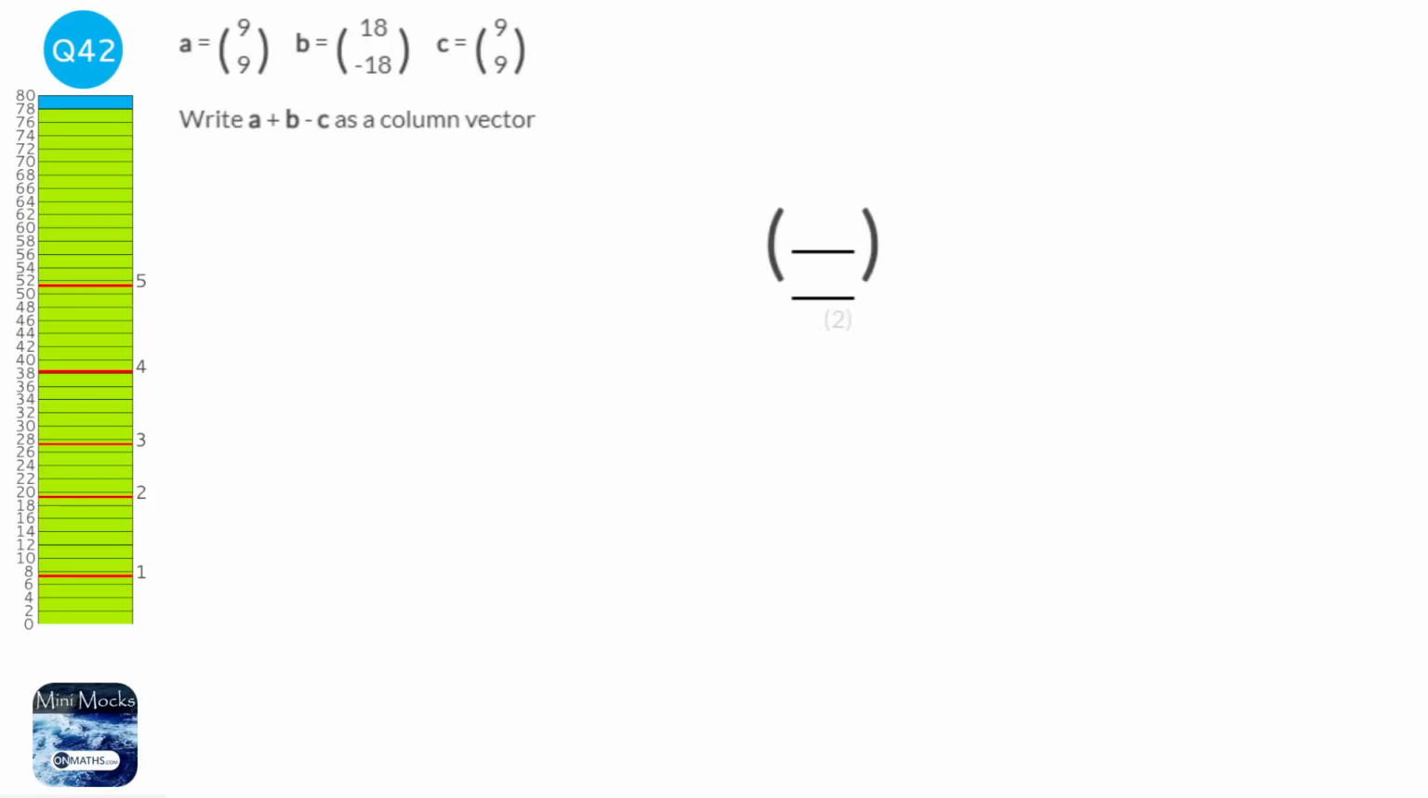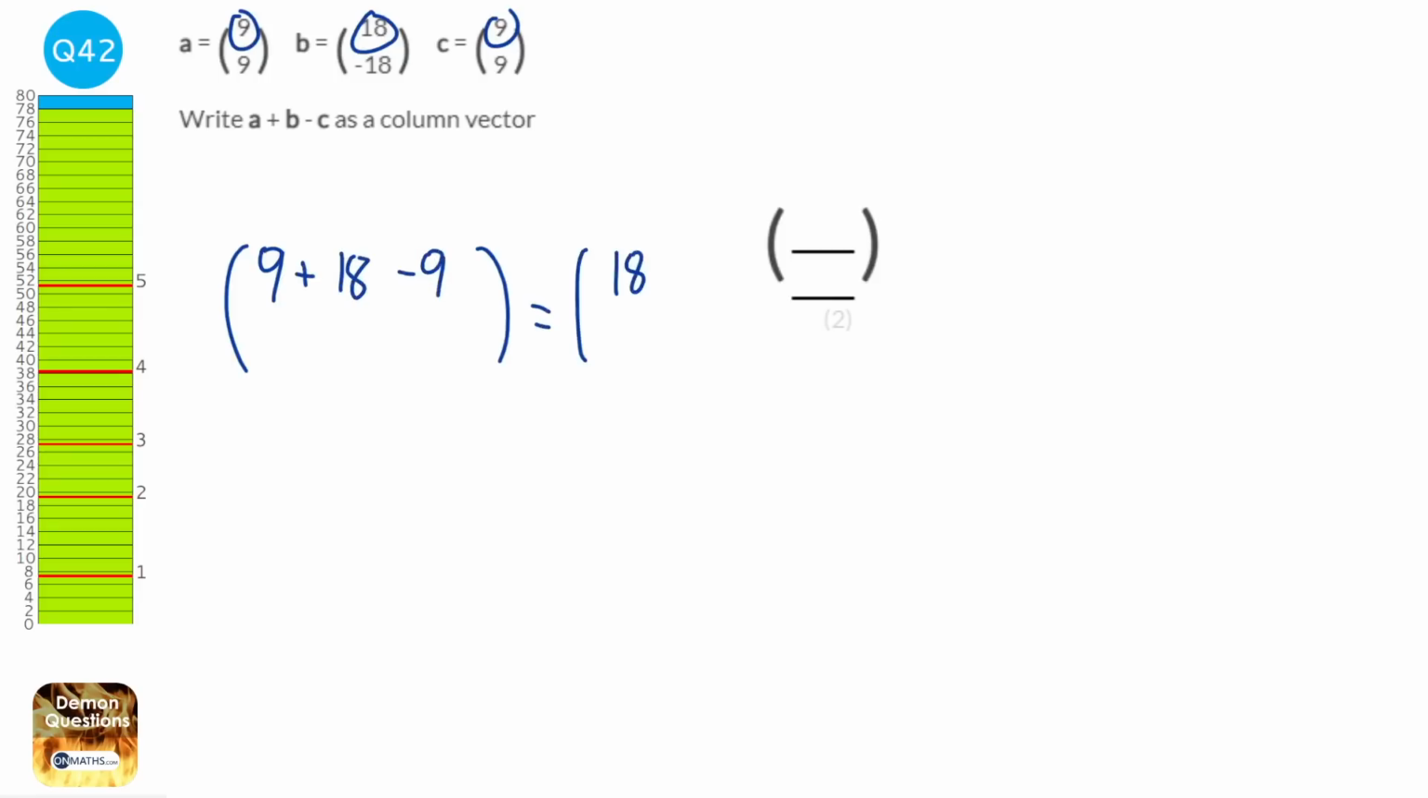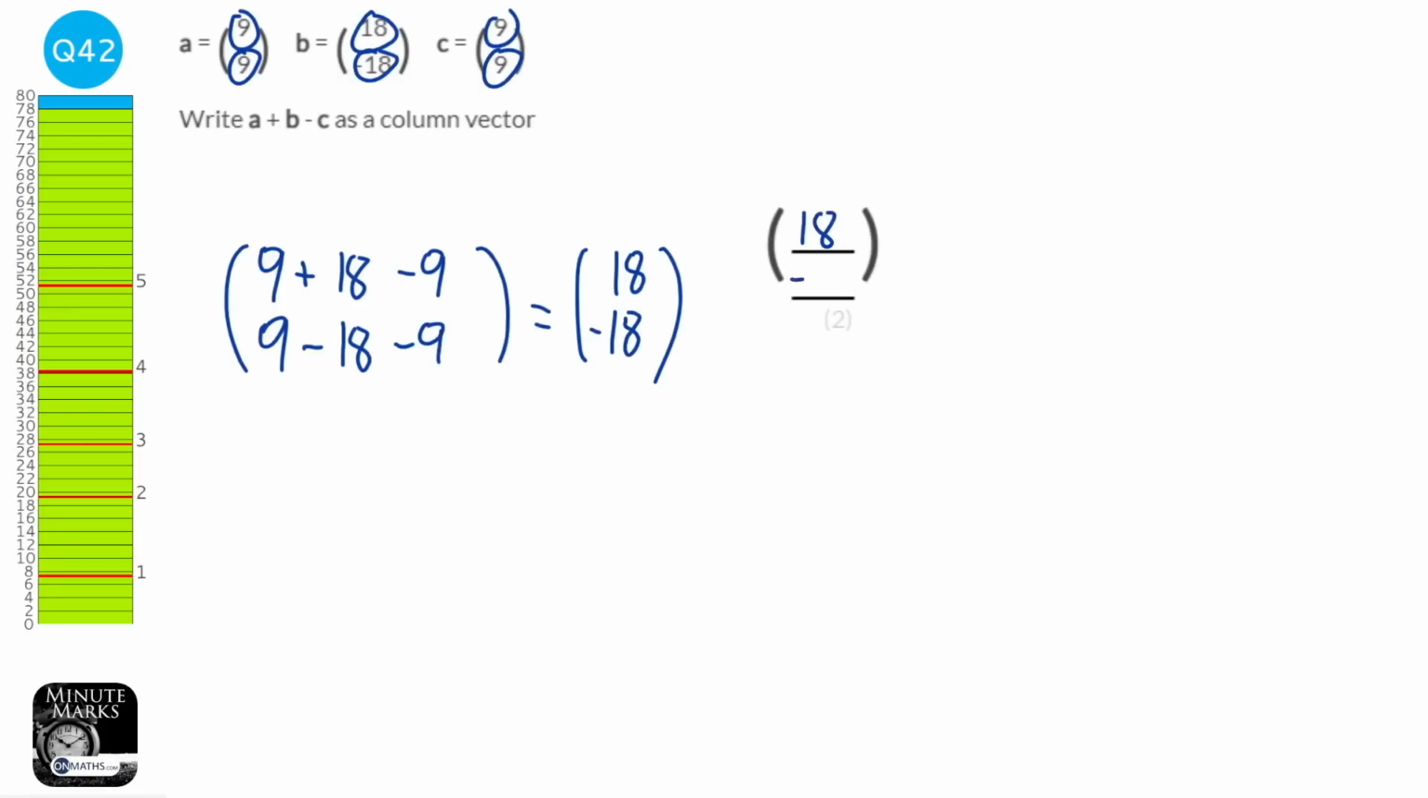So when we're doing column vectors and adding and subtracting them, we just literally add and subtract the top and bottom numbers. So A plus B minus C will be, just looking at the top, 9 plus 18 minus 9, which will equal 18. And the bottom will be 9 plus minus 18, so really minus 18, and minus 9, and so that will be minus 18. So our column vector will become 18 minus 18.